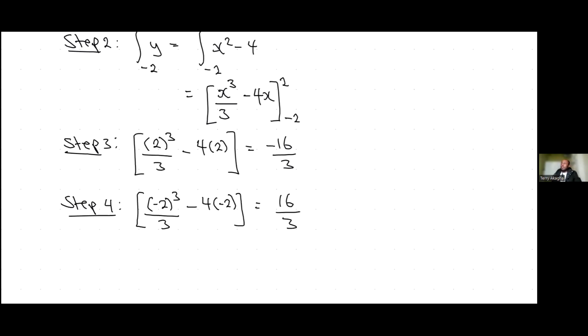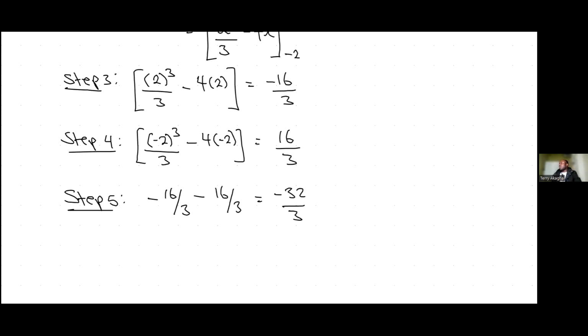So step 5 is going to be the result from the upper limit minus the result from the lower limit. So step 5 is going to become minus 16 divided by 3 minus 16 over 3. And this is going to give us minus 32 divided by 3. So like I said, you have to ignore the negative sign. So that means this is going to give us 32 over 3 units squared.